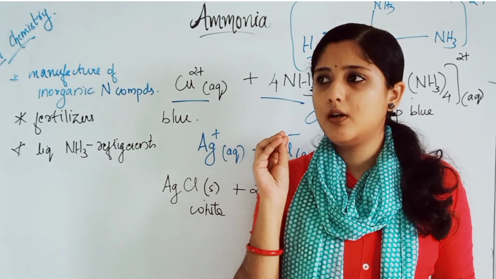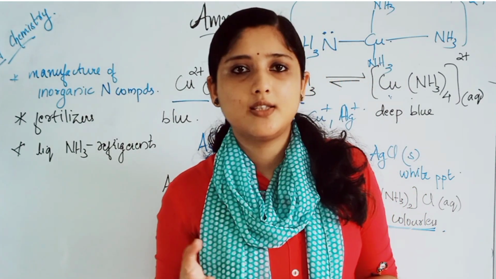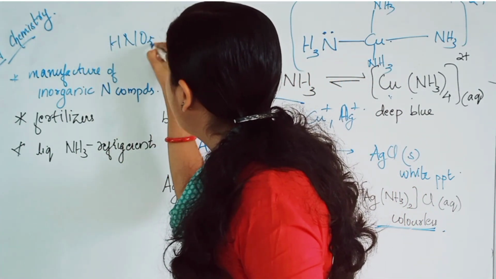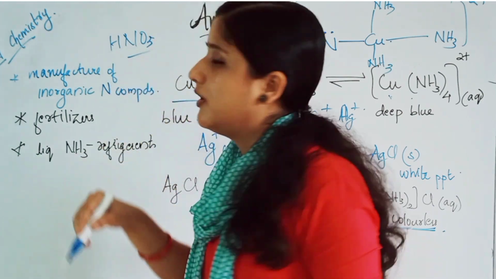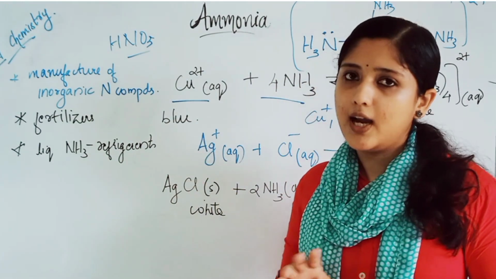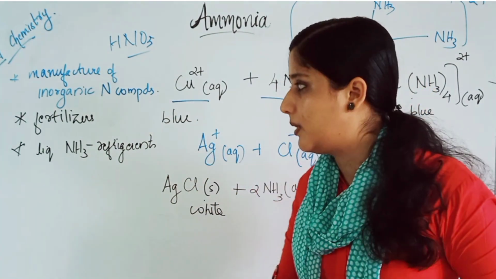For example, for the preparation of nitric acid, HNO3. It is a nitrogen compound, isn't it? For nitric acid preparation, we use ammonia. That is the manufacture of certain inorganic nitrogen compounds.